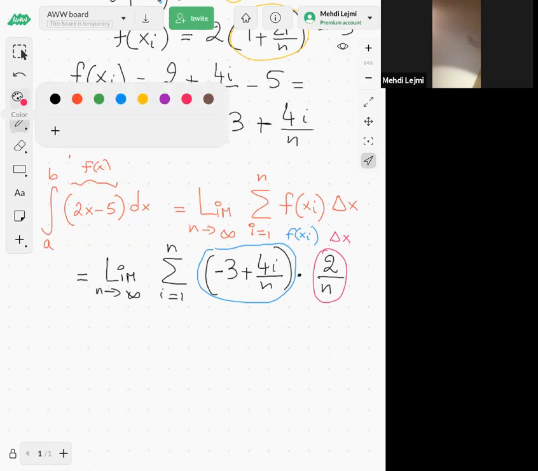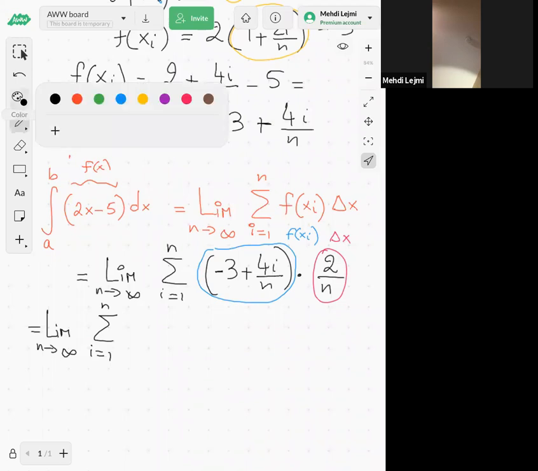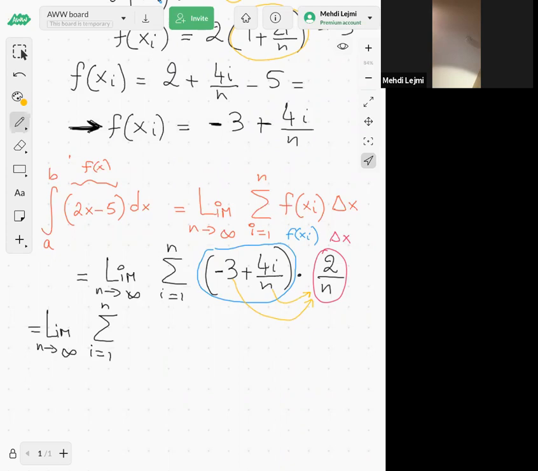So let's multiply. So this is a limit, n going to infinity. We have this sum, i going from 1 to n. So minus 3 times 2 over n. So I'm going to distribute: this minus 3 here times this 2 over n, and then this 4i over n times 2 over n. So minus 3 times 2, that'll be minus 6 over n, plus 4 times 2, that's 8i over n times n, that's n squared.